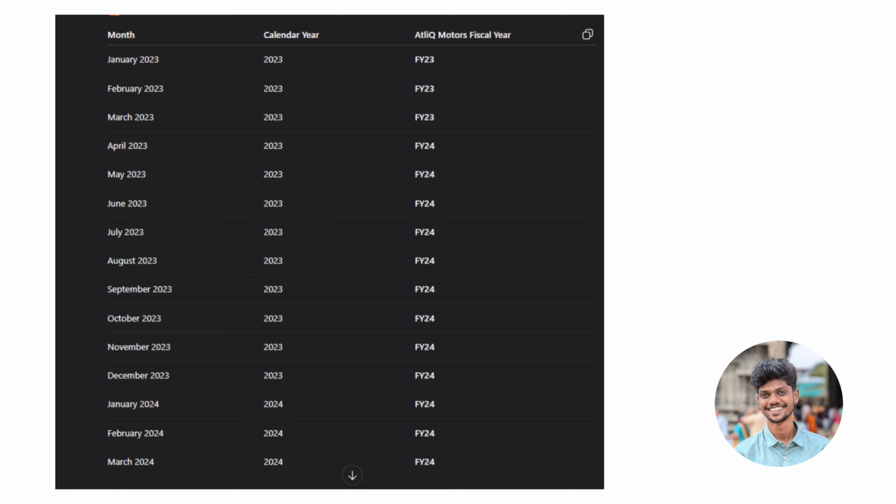So what does this mean? You might look at June 2023 and think that's part of 2023, right? Yes, for the calendar year it is. But AtliQ Motors counts it as fiscal year 2024 because their fiscal year starts in April. I hope you got it. If you don't understand the concept, please rewatch the video again and again because this concept is very important. So whenever we are analyzing revenue, profit, market share or creating dashboards, we must use the correct fiscal year logic. Otherwise, our reports can be misleading.